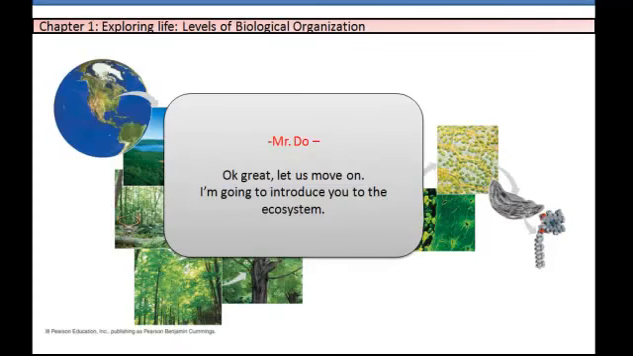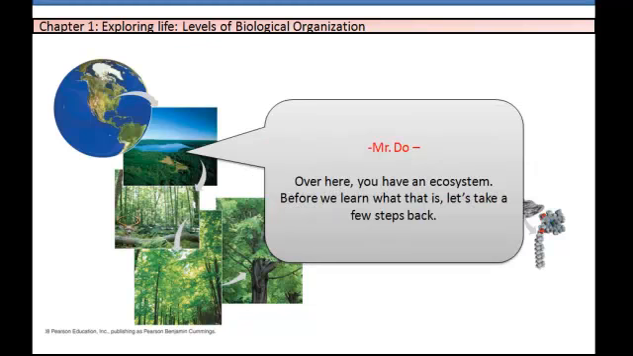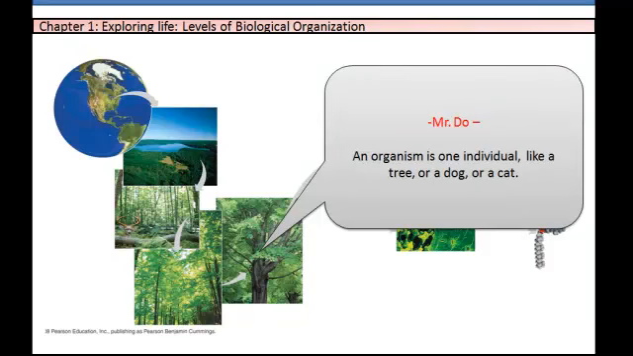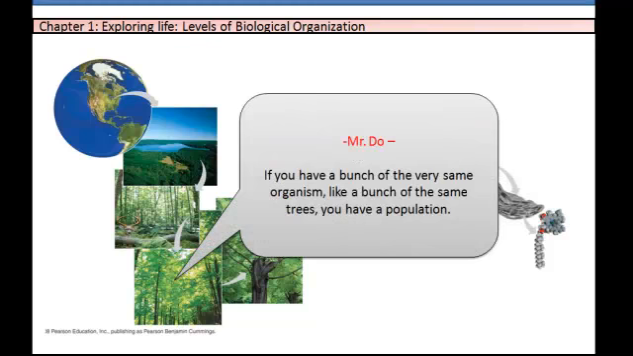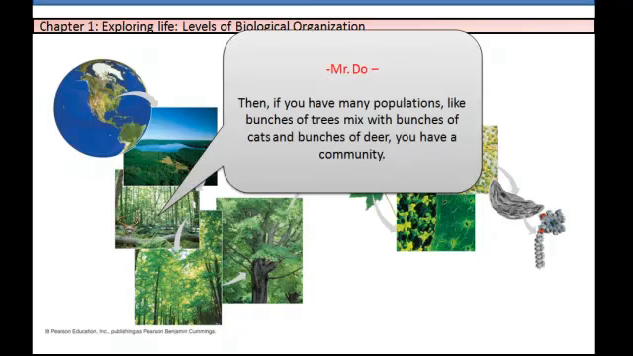Okay, great. Let us move on. I'm going to introduce you to the ecosystem. Over here you have an ecosystem, but before we learn what it is, let's take a few steps back. An organism is one individual, like a tree, a dog, or a cat. If you have a bunch of the very same organism, like a bunch of the same trees, you have a population. Then if you have many populations, like a bunch of trees with a bunch of cats and deer, then you have a community.